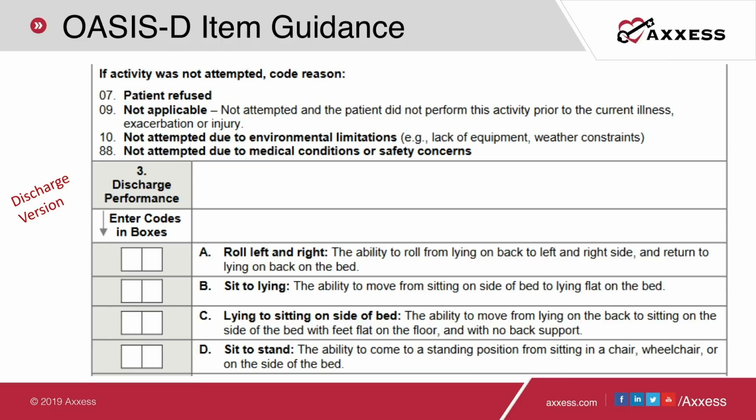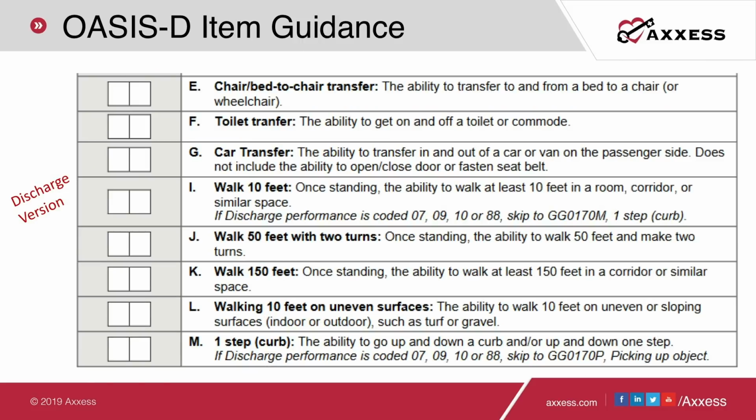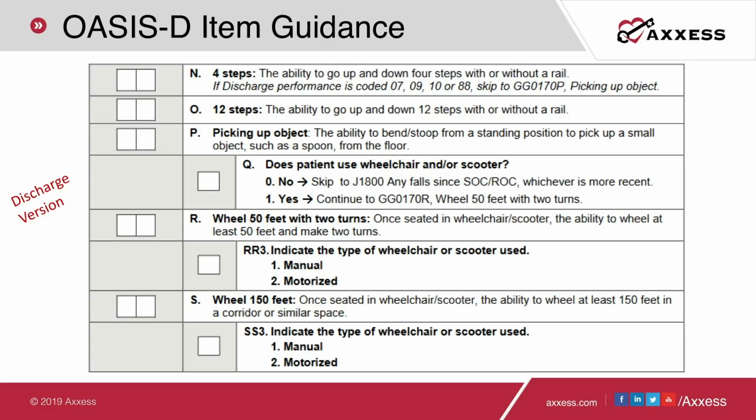A is rolling left and right. B is sitting to lying. C is lying to sitting on side of bed. D is sit to stand. You're looking at chair/bed-to-chair transfer, toilet transfer, car transfer, walking 10, 50, and 150 feet respectively, walking 10 feet on uneven surfaces, doing 1 step, 4 steps, 12 steps, picking up an object, wheeling 50 feet with 2 turns, or wheeling 150 feet. If all of those apply, we are to test all of those.